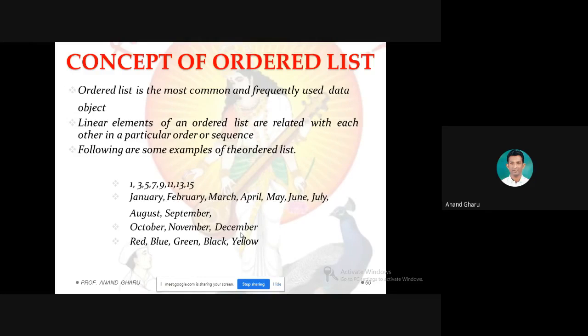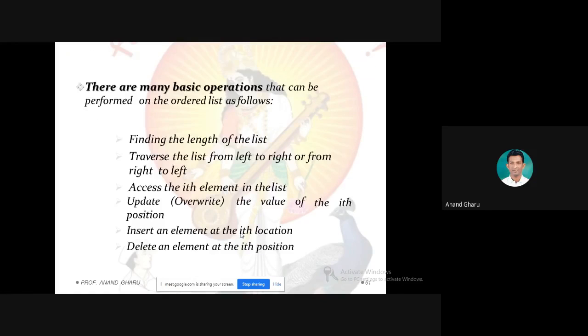You cannot store 1, January, red. Okay, we don't use ordered list for that. In an ordered list we can store similar kinds of data, either numbers or months or colors, or names.